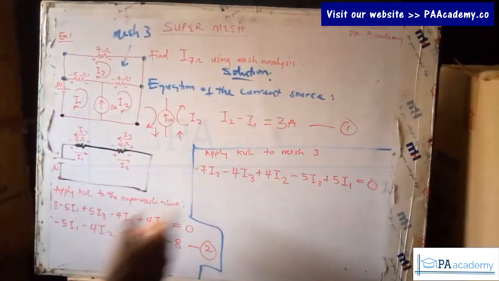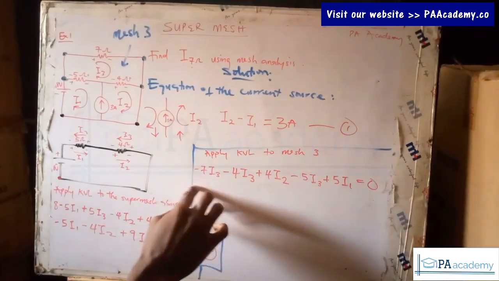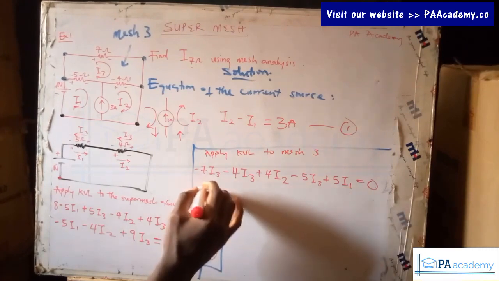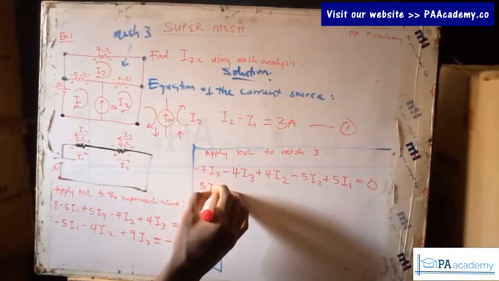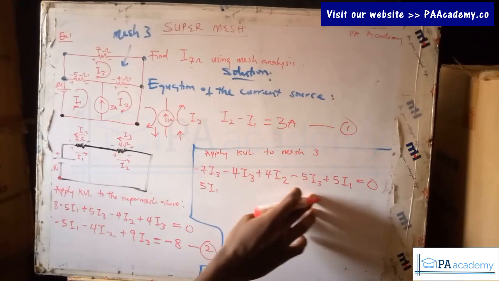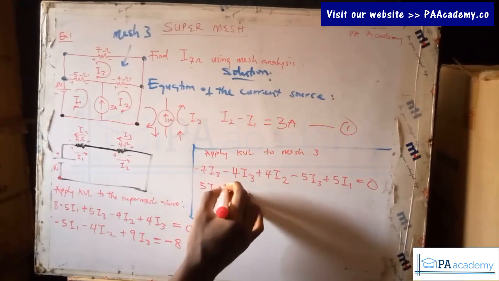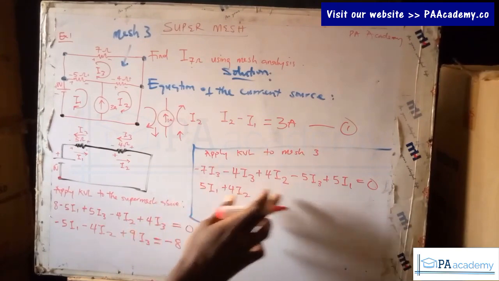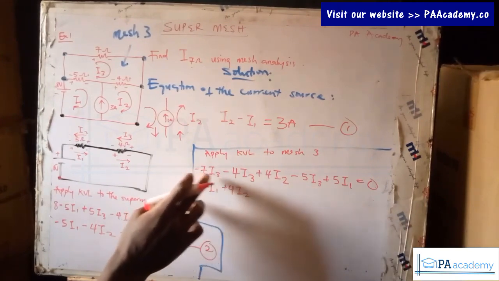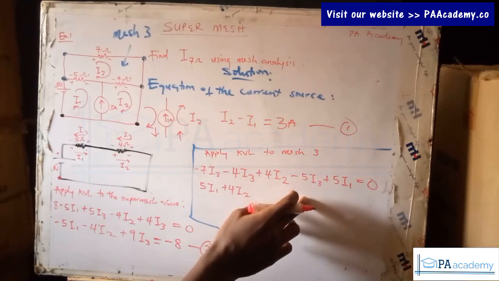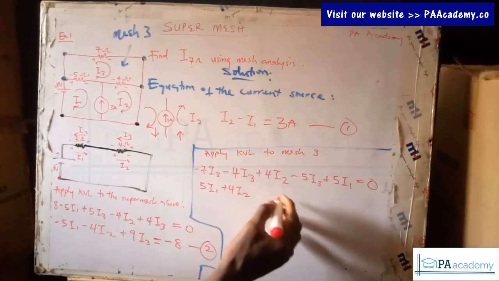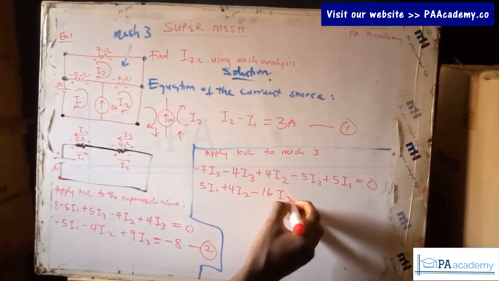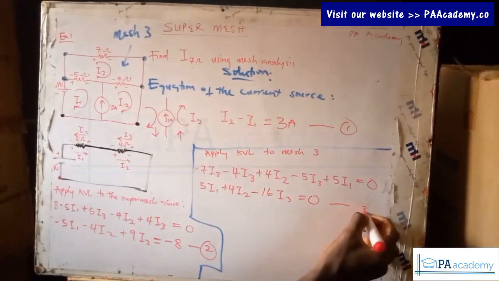Now let's simplify this also and see. Let's rearrange it properly. Let me bring this 5 I1 first. Which other one is I2? So this is 4 I2 plus 4 I2. Then for I3, we are having minus 7 I3, minus 4 I3 and minus 5 I3. That should give us minus 16 I3 equals to 0, and this is our equation 3.